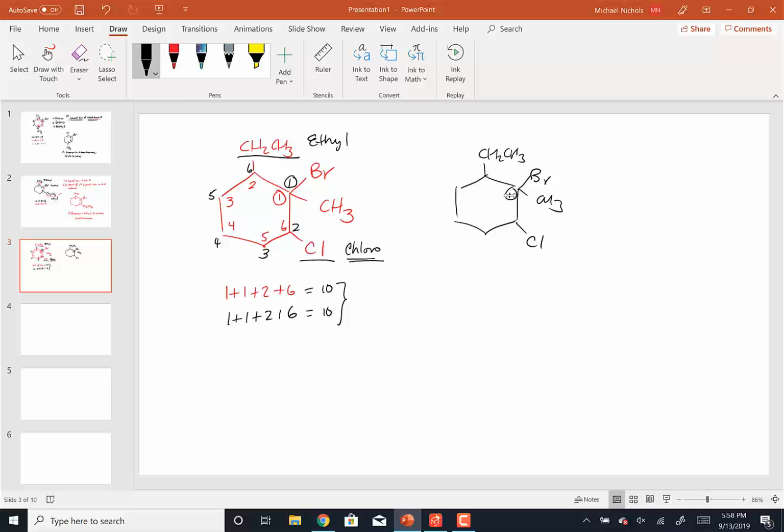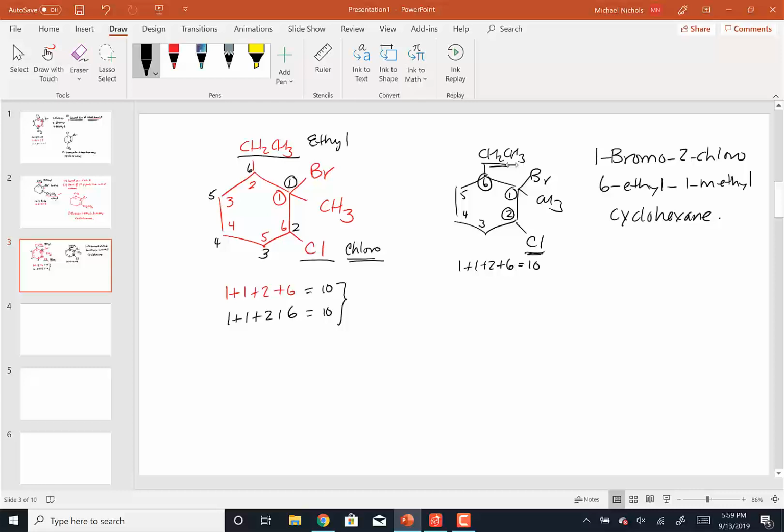I'm going to go number 1, then chlorine number 2, then 3, 4, 5, and 6. So I'm still going to get a 1 plus 1 plus 2 plus 6, which is equal to 10. And now I have my numbering scheme set up so that after I go from number 1, I go to the group that is first alphabetized. It's chloro versus ethyl. Chloro wins. So the name of this would be 1 bromo, 2 chloro, 6 ethyl, 1 methyl, cyclohexane. I'm not going to alphabetize my substituents. So that would be the correct name for that molecule.